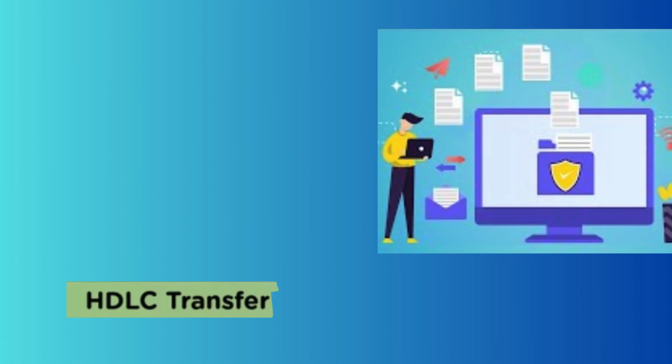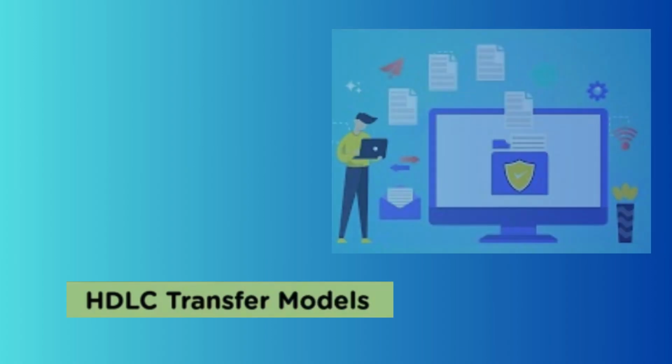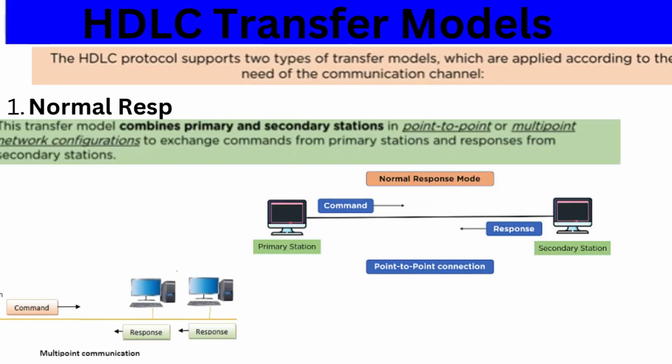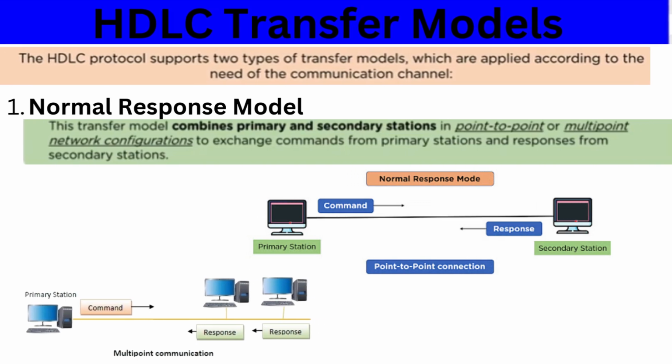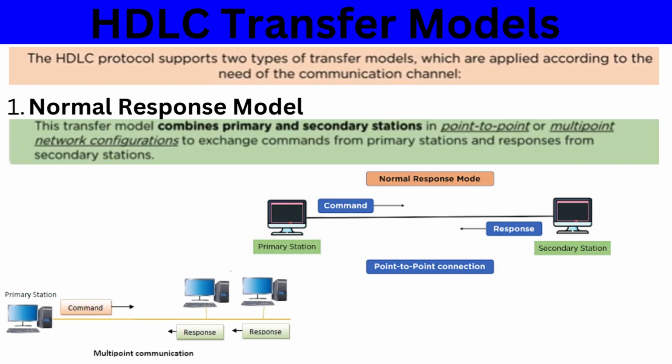Next, we will look into the HDLC transfer models. The HDLC protocol supports two types of transfer models, which are applied according to the need of the communication channel. The first type is known as the normal response model. This transfer model combines primary and secondary stations in a point-to-point or multi-point network configuration to exchange commands from primary stations and responses from the secondary stations.